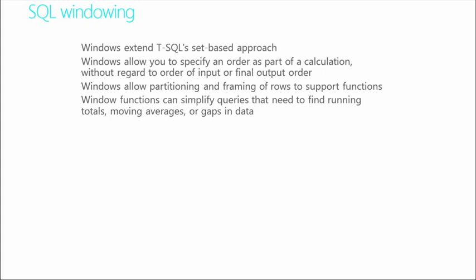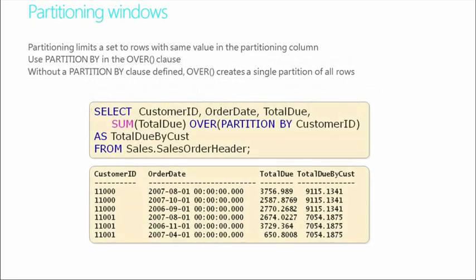They allow partitioning and framing of rows to support certain functions. And they can simplify queries by running totals or moving averages or maybe even gaps in data. We're trying to find when there was a lull in a sales environment or something. So the idea of partitioning windows or partitioning limits a set to rows with the same values in what's called a partitioning column. We use the PARTITION BY statement in the OVER clause. And without a PARTITION BY clause defined, the OVER creates what's called a single partition of all these rows.